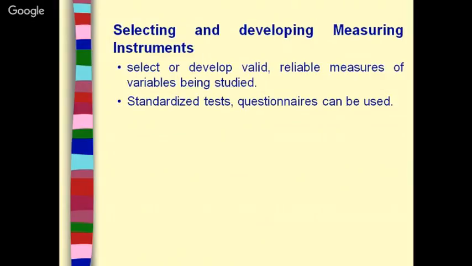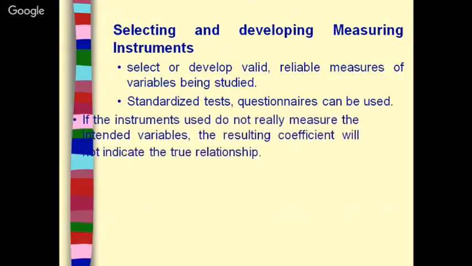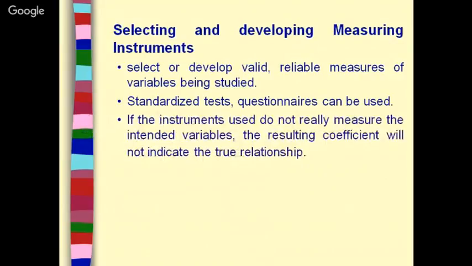Standardized tests are available. You will find a number of standardized tests in the market. If your variable happens to be one of those, you can select from there only, and they are commercially available also. They do have copyrights, so you have to take care. Sometimes the developers of these tests allow them for research purposes free of charge also, but you have to go through that too. The point is, if the instruments do not measure what you intend to measure, then the relationship which comes will be superfluous and will not have any meaning.